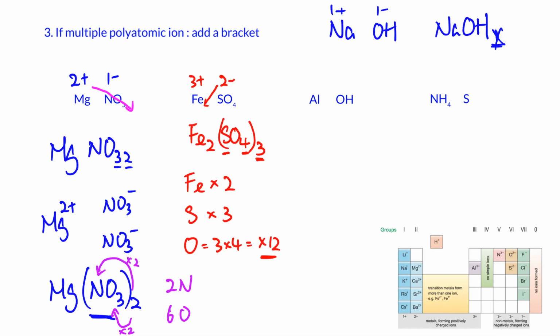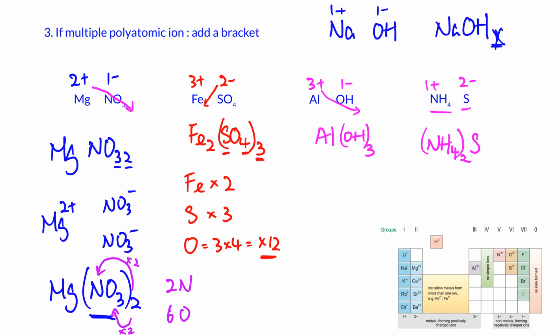Next, we have Al3+, OH will be 1-. So when you cross over, Al will be 1, OH we have to multiply by 3. So NH4 is 1+, S is 2-. So NH4, we have 2 of them, so therefore it will be multiplied by 2, and then we have S like this. That would be all right.